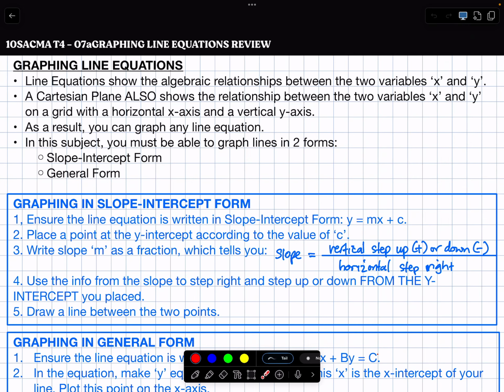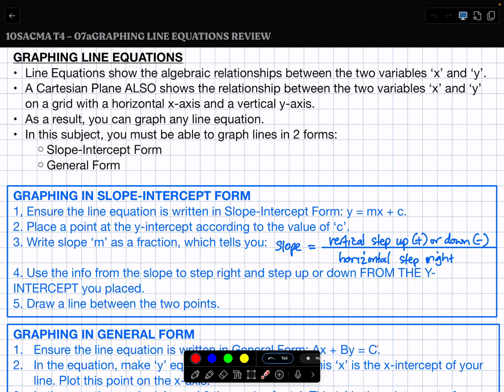All right, I need to review how you graph line equations, going from algebra to actually drawing a picture of it. So line equations show the algebra relationship between x and y.